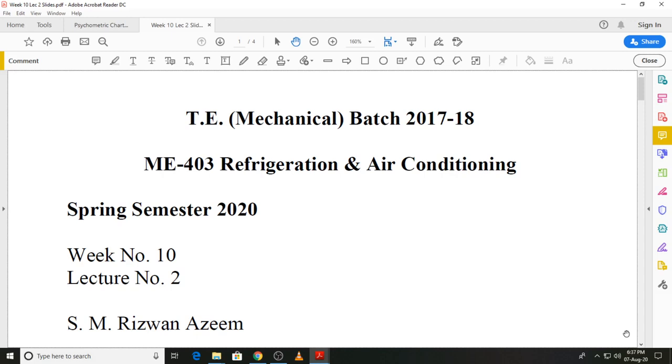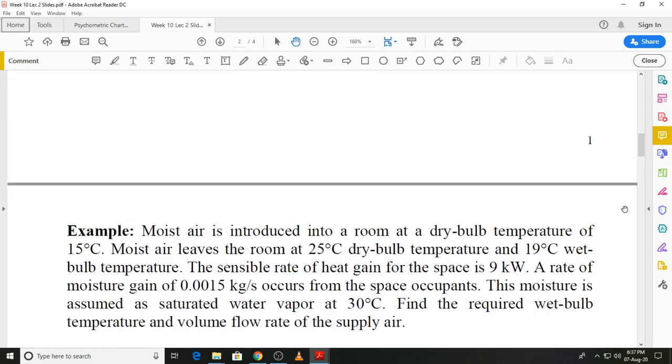So let's proceed to the first problem, and I will just show you the problem statement, and then once we have gone through the problem statement we will decide what it relates to, and then we will go through the solution procedure.